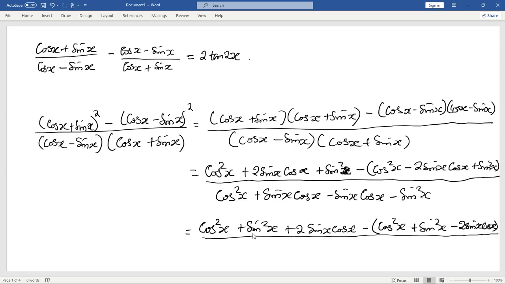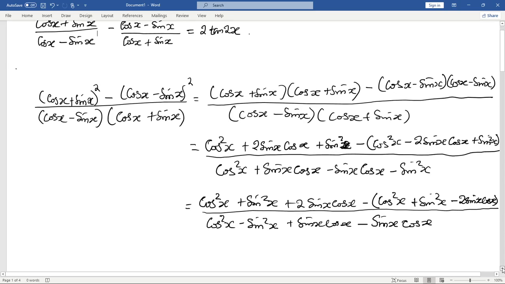Let's also rearrange what we have below here. So we have cos squared x minus sin squared x, then plus sin x cos x, minus sin x cos x like this.